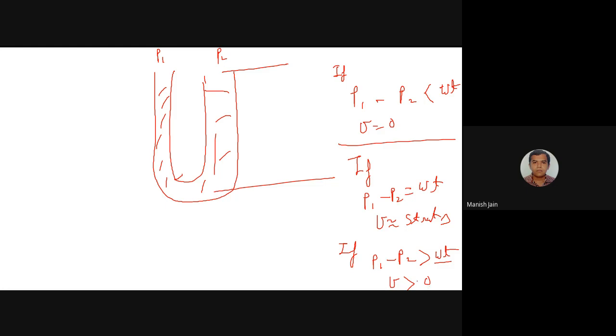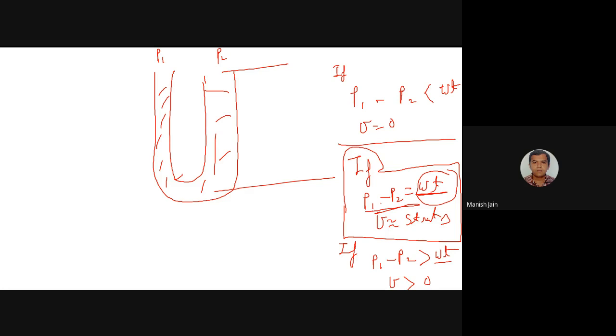Okay, so only in this condition you can measure the pressure drop, when you have P1 minus P2 equal to the weight of the fluid. And that is not possible because you have only a single tube, you cannot change the height of the tube. For that you need a tube whose height you can adjust, so that you can change the weight and get a weight equal to the pressure drop, which is not possible. And because you have only one glass tube, it is very difficult to observe the fluid flow.